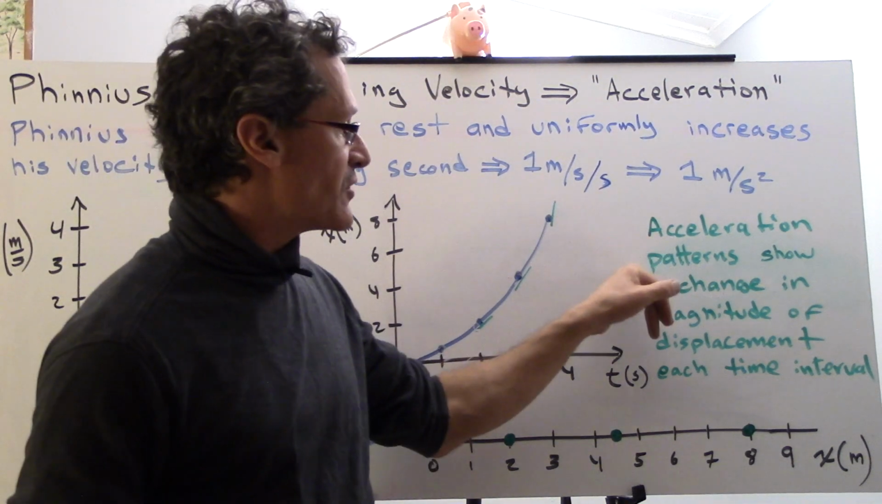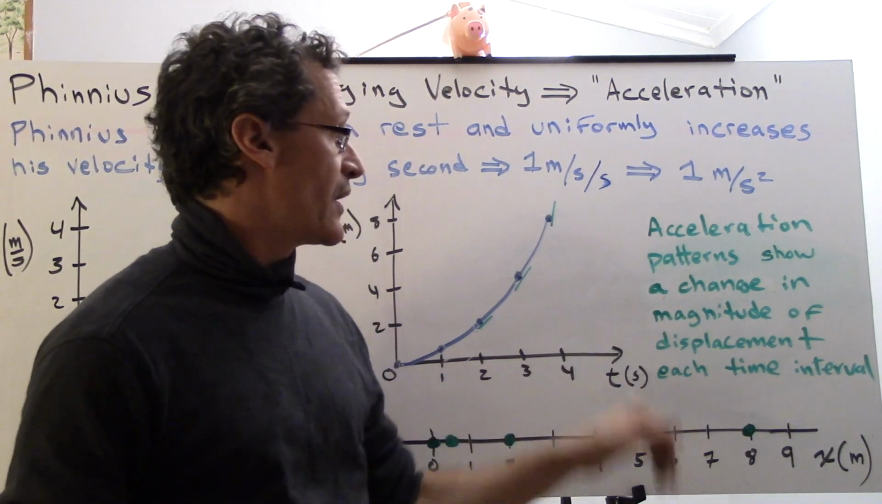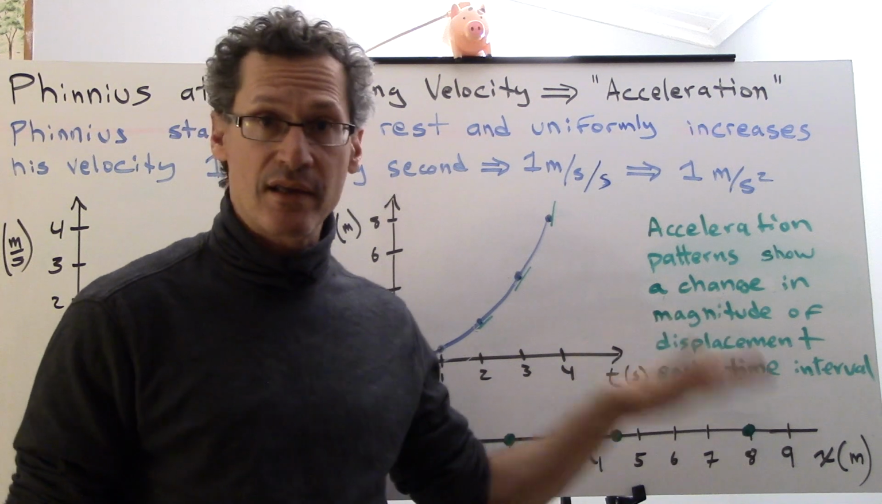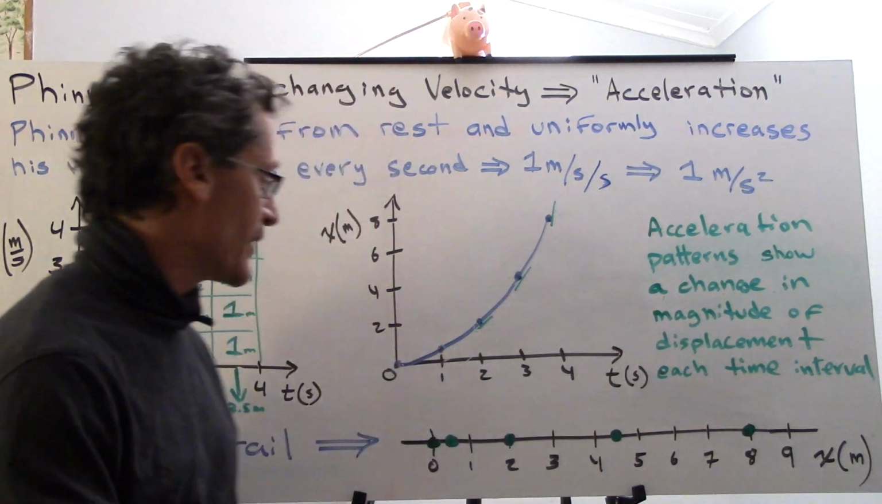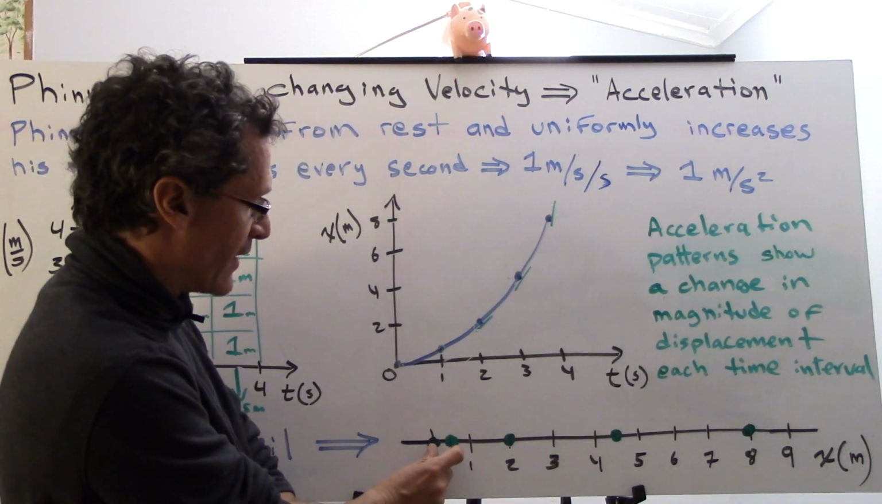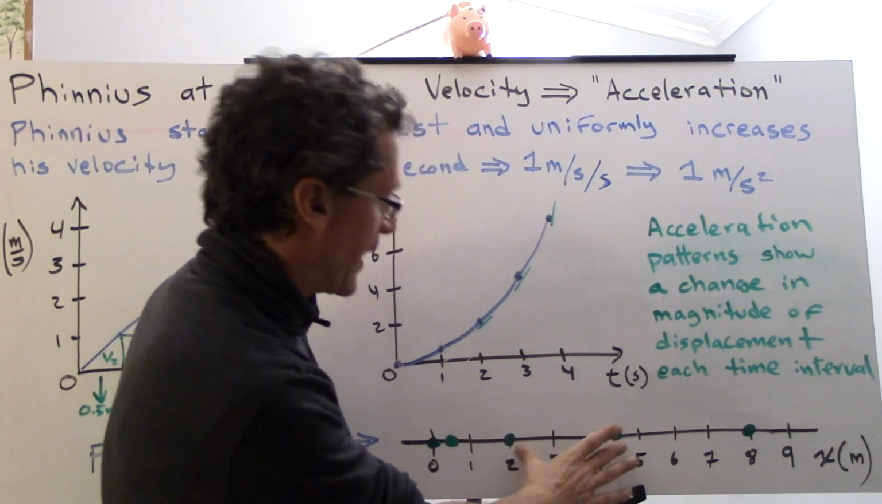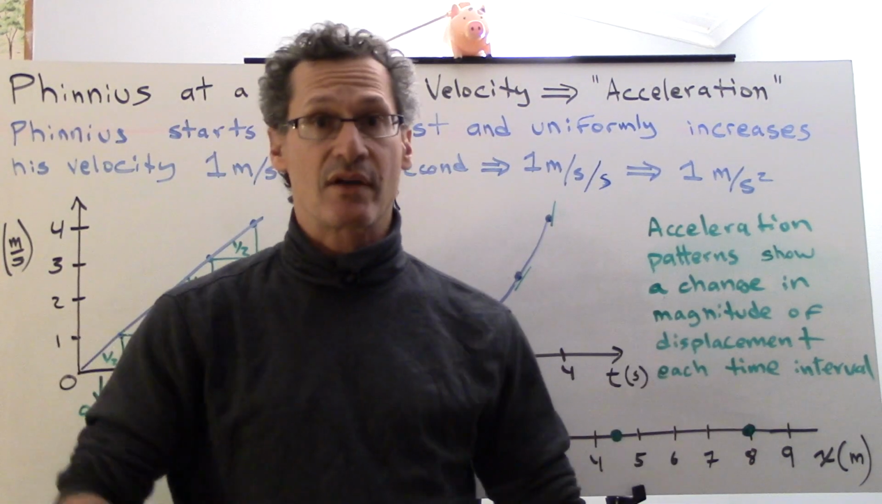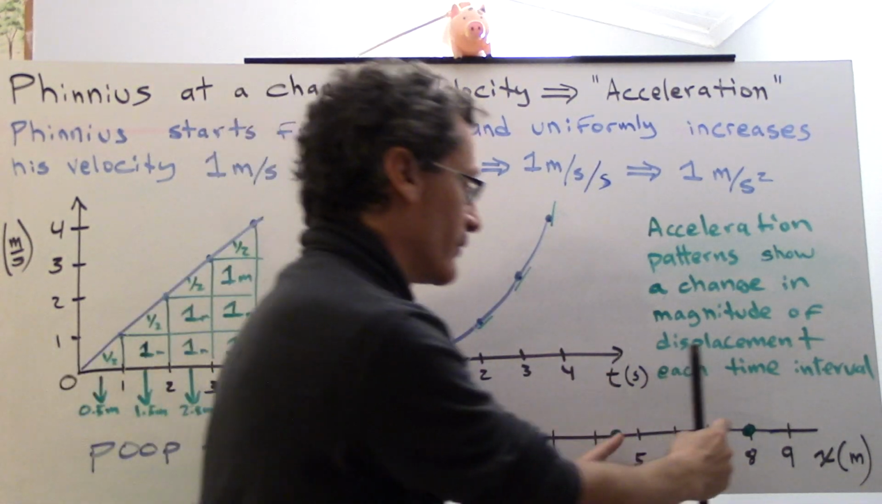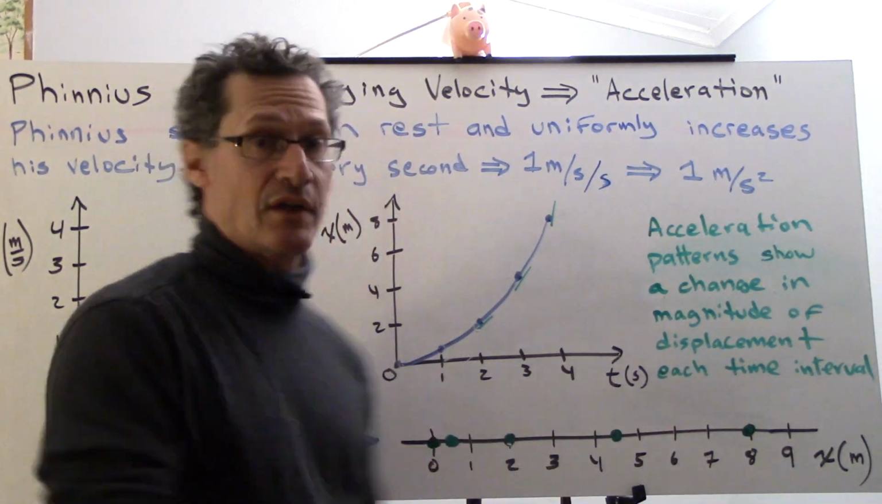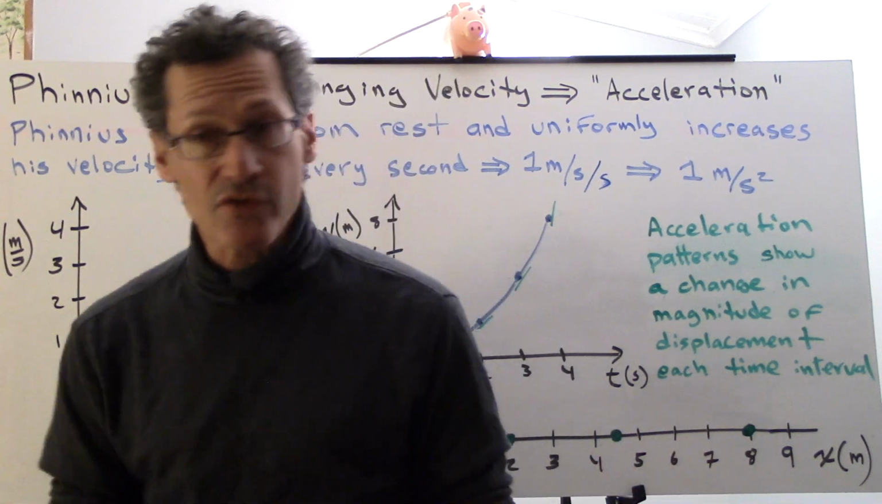But then he's going to just increase and get way ahead of the constant velocity. So acceleration patterns show a change in magnitude of displacement each time interval. What that means is that each time interval that goes by, we have an increase from like 1/2 to 1.5, 2.5, 3.5, and that is characteristic of an acceleration, that all of these intervals have a changing displacement. And so that's what it is.